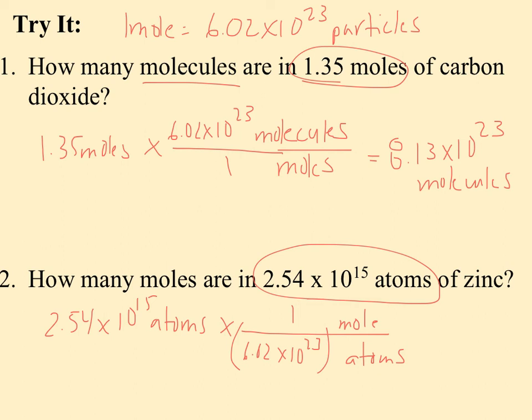So I end up with a whole bunch of zeros there, or if I tell my calculator to put it into scientific notation, which your calculator should be able to do for you, I come up with 4.22 times 10 to the minus 9th moles. And again, I was expecting to get less than 1 because 10 to the 15th divided by 10 to the 23rd is going to be around 10 to the minus 8th. So this seems like a reasonable answer.